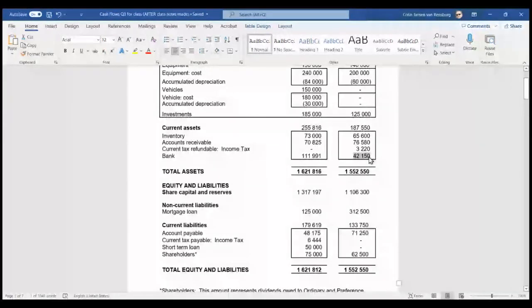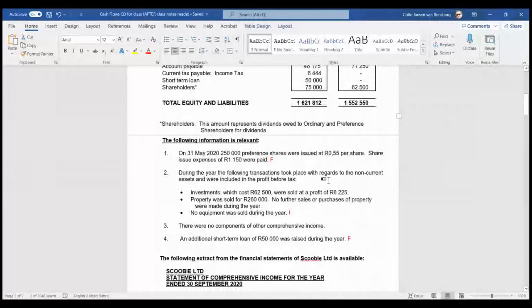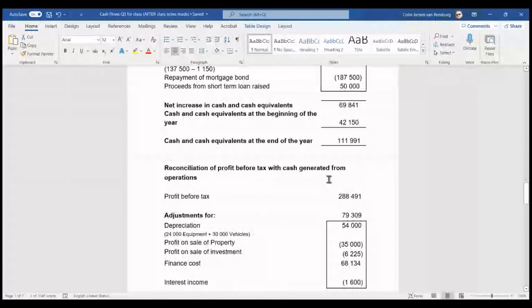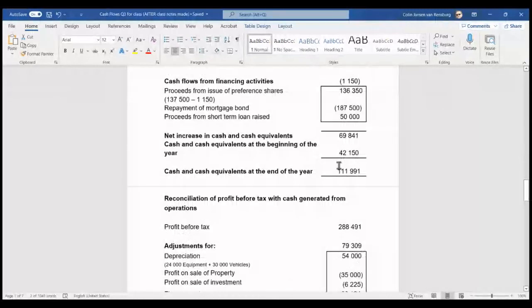We look at our comparative column. That is the 42,150. At the end of the year, we now look at our current year column. Our cash and cash equivalents at the end of the year was 111,991. So we take that to that final reconciliation section on the face of our statement of cash flows. There we go. Right? That is our balance at the end of the year, so cash and cash equivalents at the end of the year.